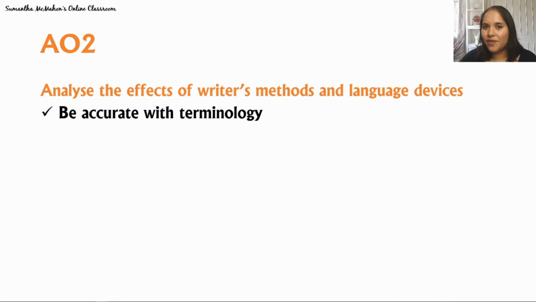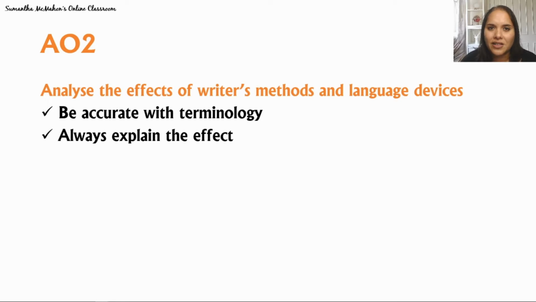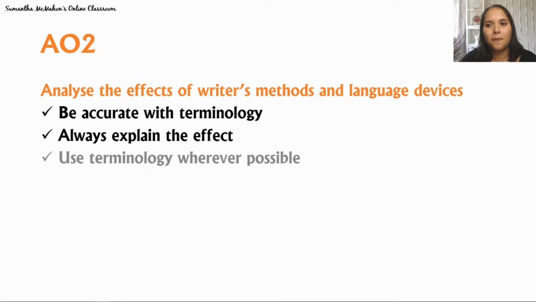So if you understand those very subtle differences, automatically you will be able to get higher grades. Always explain the effect. You will get very few marks if you simply identify alliteration. But if you talk about the effect it has, like the repetition of the H sounds creates a light and airy feel, which links to the playful tone of the poem, immediately you're getting more marks. And use terminology wherever possible.